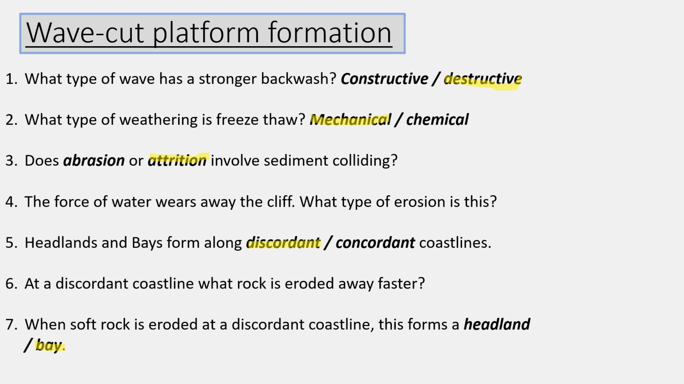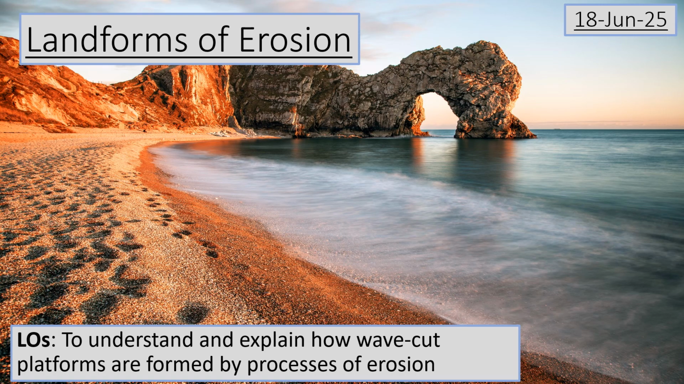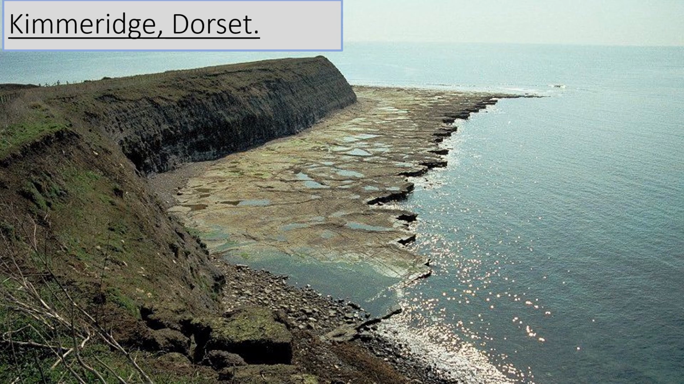Perfect. Thank you. So today we're looking at landforms of erosion again, and we're looking at a wave-cut platform. Here on the board is a picture of Kimmeridge, Dorset, which shows you a wave-cut platform. This rocky area is a wave-cut platform. And this is a cliff of a headland.